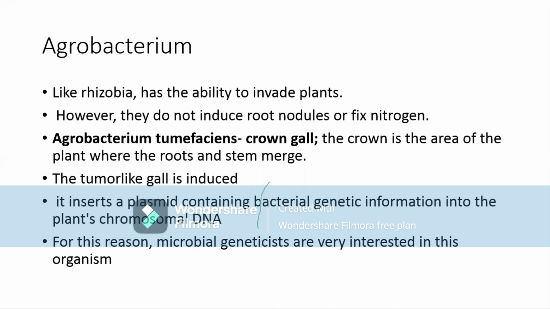So now your assignment is that you need to search what kind of characters have been transformed into plants till now using this particular organism or its plasmid.